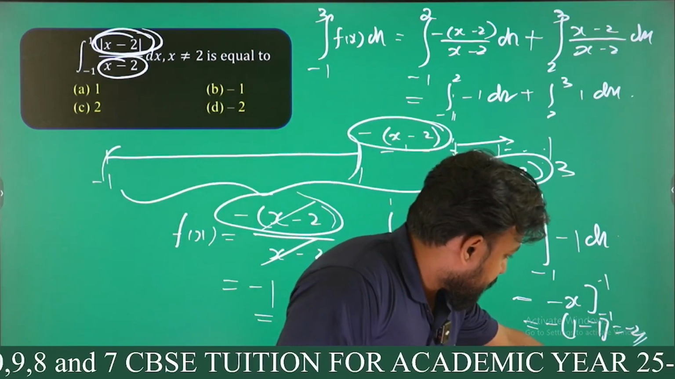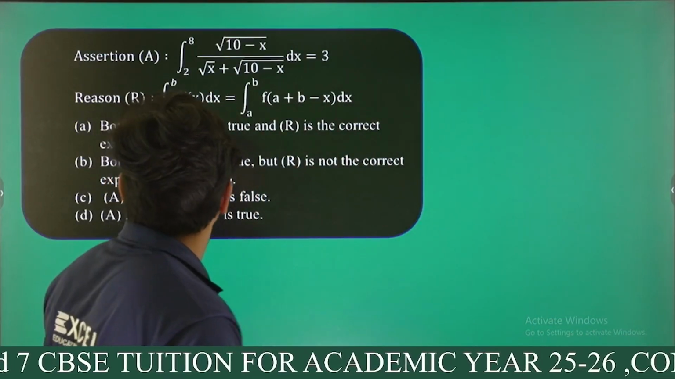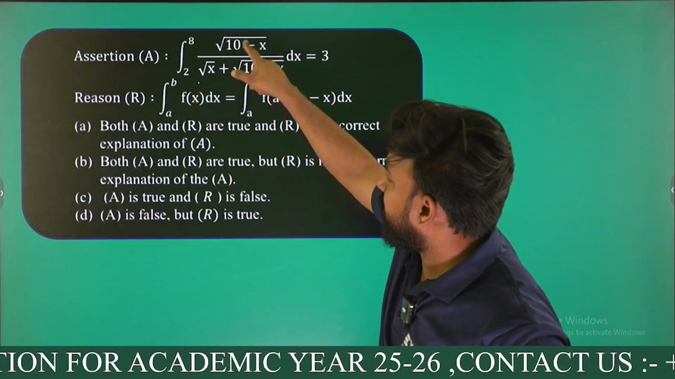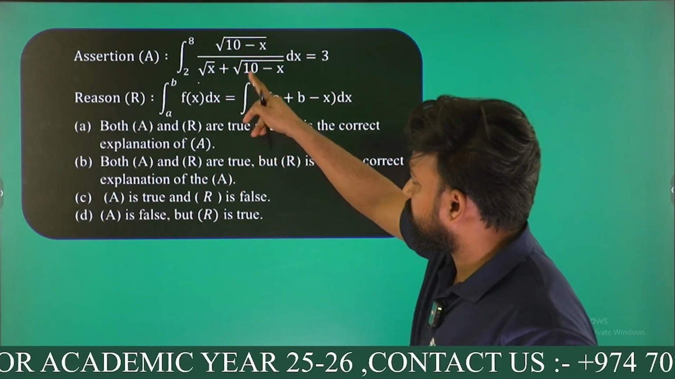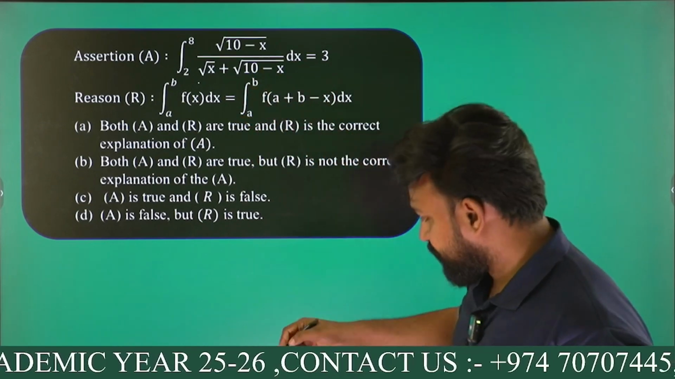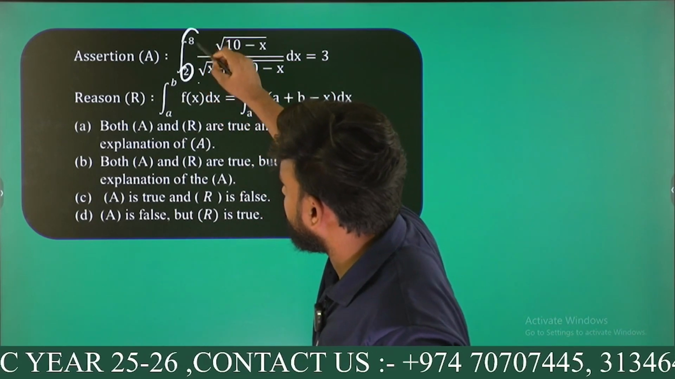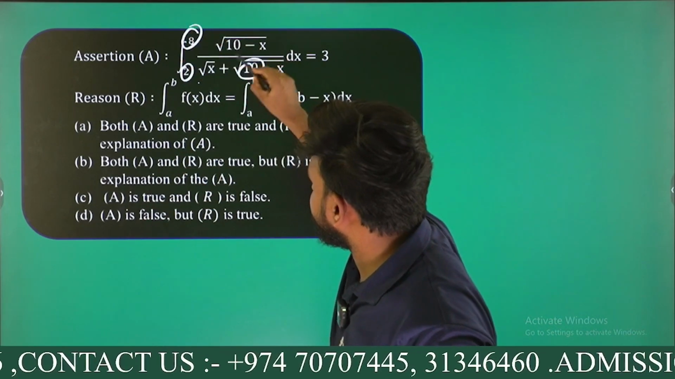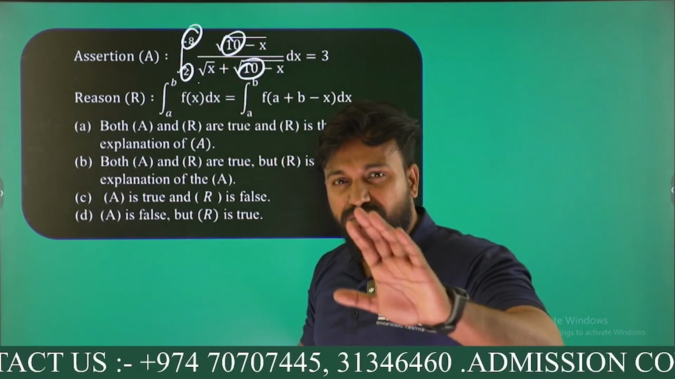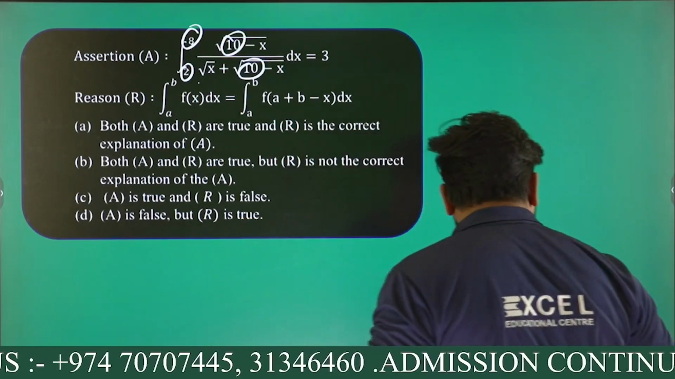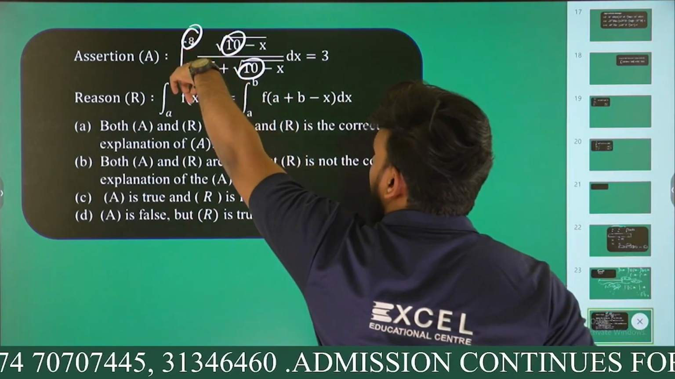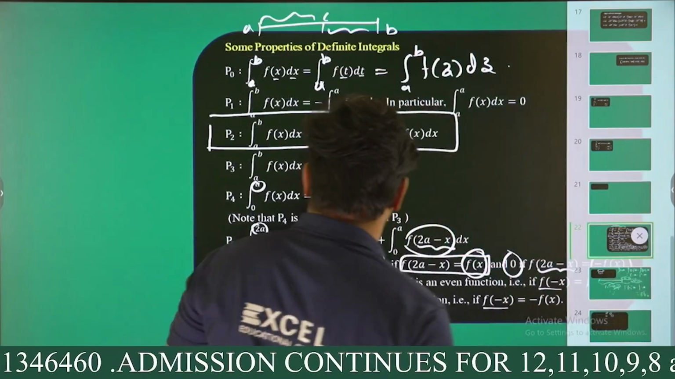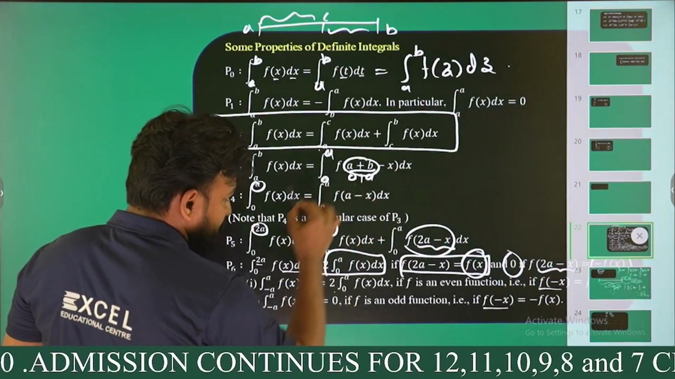Okay. Next question is an assertion and reason question. Integral 2 to 8 of root of 10 minus x by root x plus root of 10 minus x. Listen, here you have a and b, right? When you add these two, you are getting 10. In a question, if you find these similarities, you have to use adding the limit. Adding the limit, you are getting something inside the question. So there is a property that adds the limit.